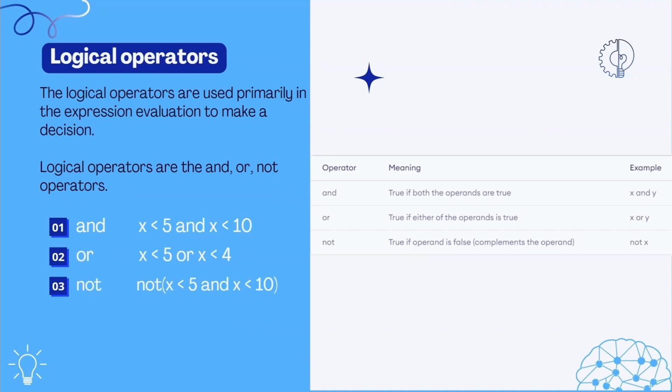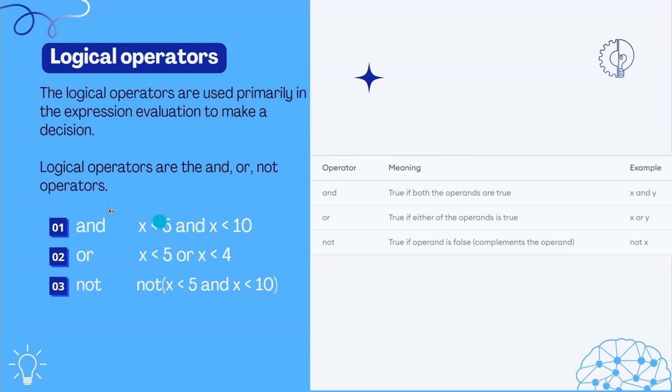Logical operators are used to combine conditional statements. We can also say that logical operators are used to combine two Boolean expressions, like x is smaller than 5 is one expression and x is smaller than 10 is the second expression, and we combine these two expressions with the help of the AND operator. In logical operators, we have three operators: AND, OR, and NOT.